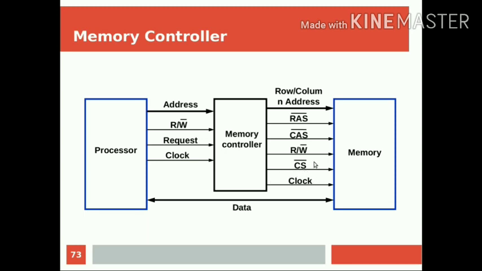Then this one is chip select. CS bar is chip select. This is used for enabling a memory chip. If this line is not active, then the memory chip will be disabled and there is no communication between the processor and this particular memory chip. That is chip select or CS bar.